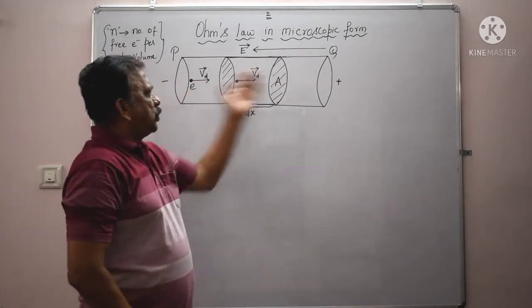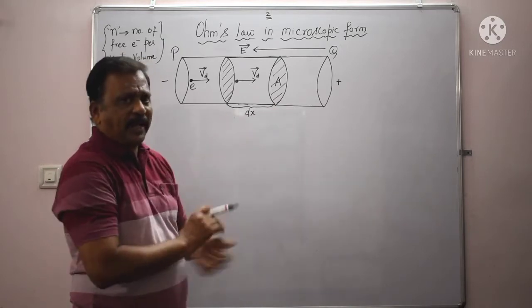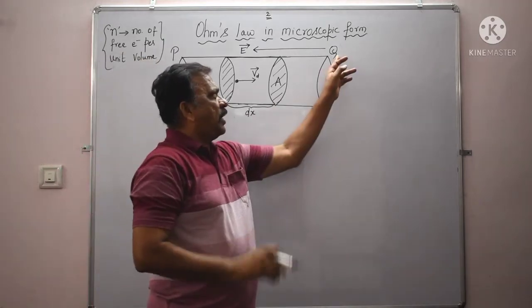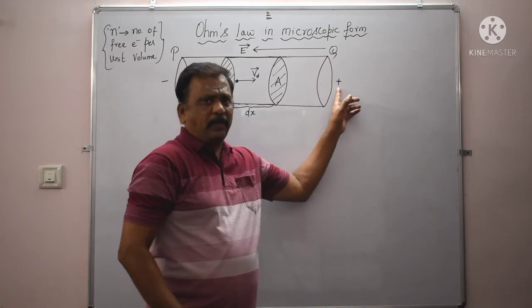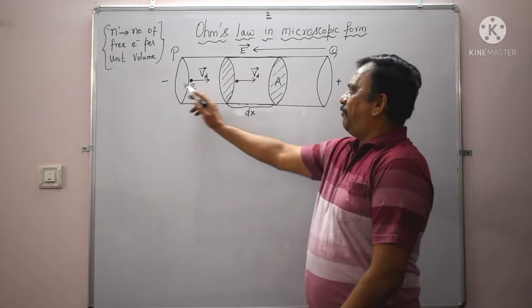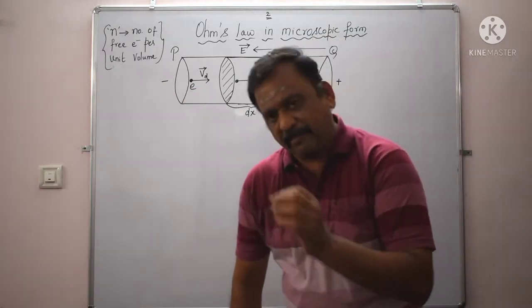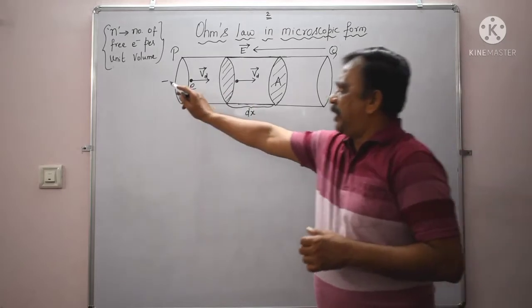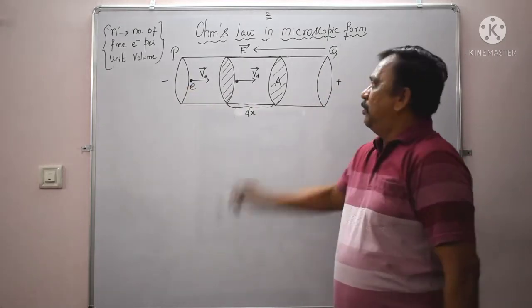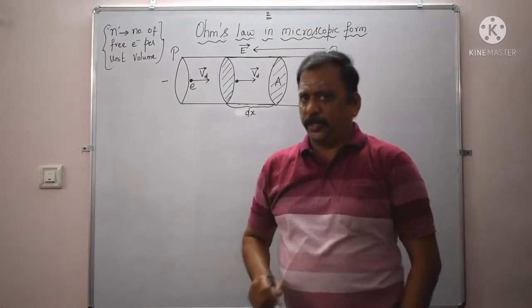Now let me connect the two ends of the conductor to a battery. I have not shown the battery in the diagram. Let the right end of the conductor, Q, be connected to the positive terminal of the battery. Therefore Q will be held at a high potential. And let the left end of the conductor be connected to the negative terminal of the battery. Therefore P will be held at a low potential.